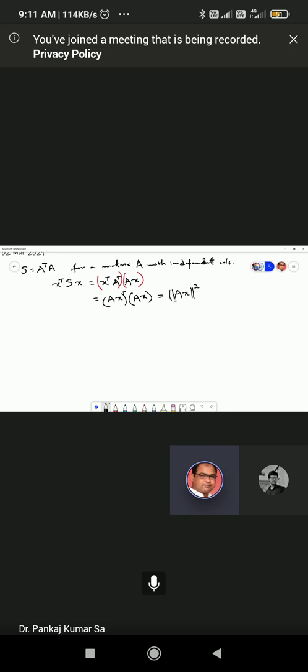norm 2 of a vector. Long back in one class we studied this. So this is nothing but length squared of AX, of vector AX. So this is the energy, right? And this is the new form of energy we got.